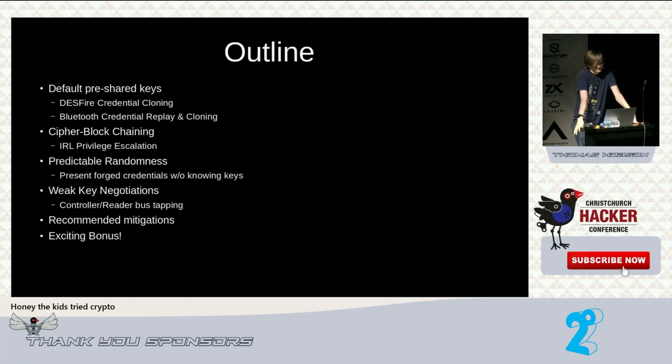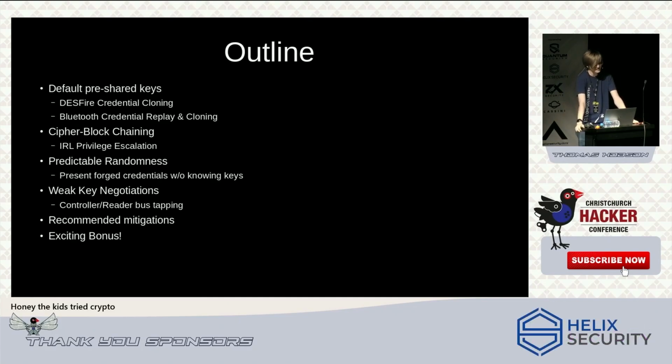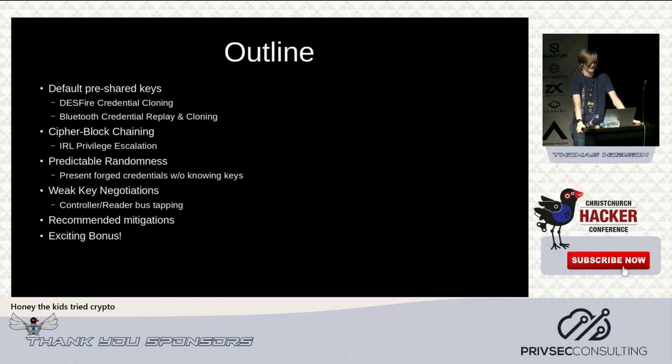We're specifically looking at four main things: how there are default pre-shared keys in there, and how we can use that to clone DESFire credentials and Bluetooth credentials, and then how we can use a cipher block chaining type of exploit to take credentials and then privilege escalate and elevate our privilege into other rooms we shouldn't be able to access. How we can exploit the predictable random number generator on the readers to allow us to present fake credentials without knowing any of the encryption keys.